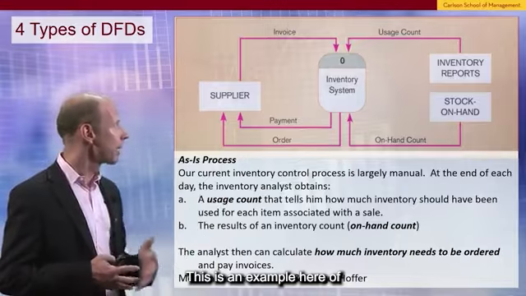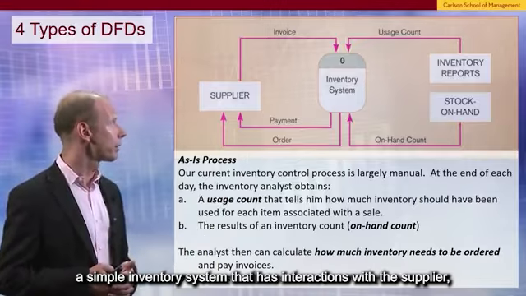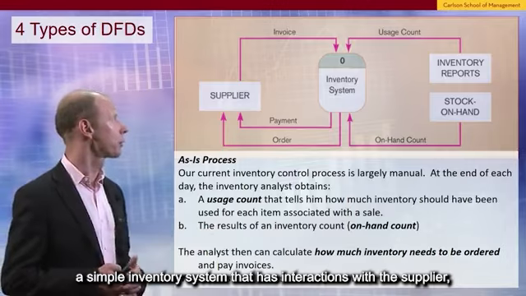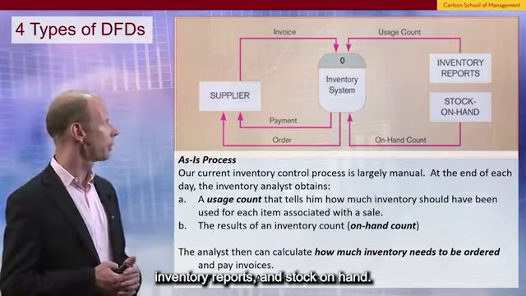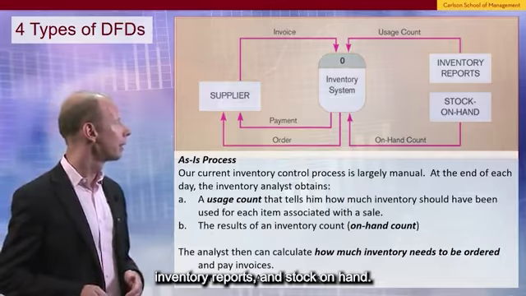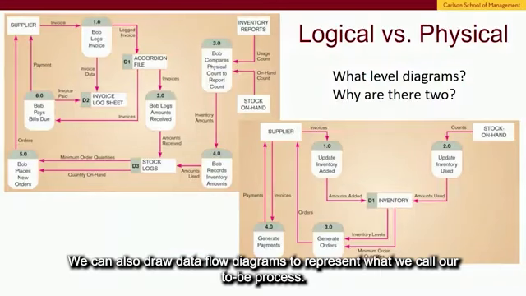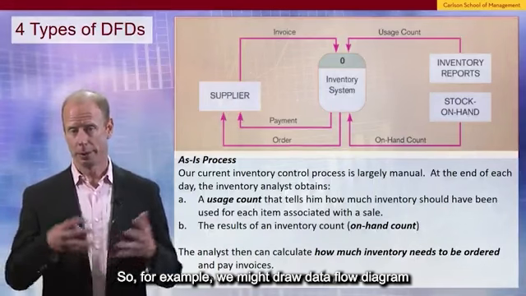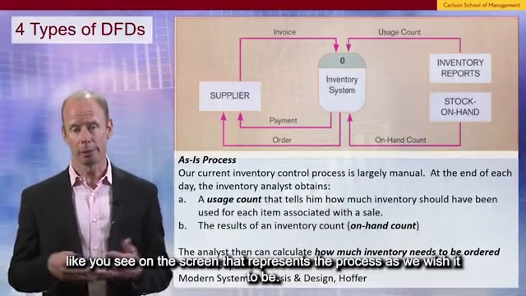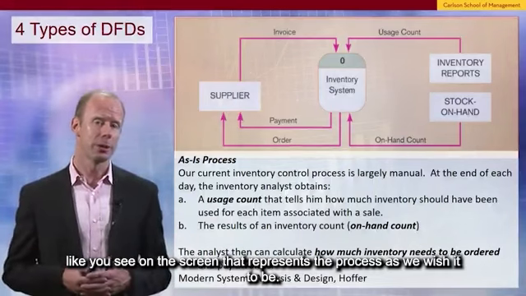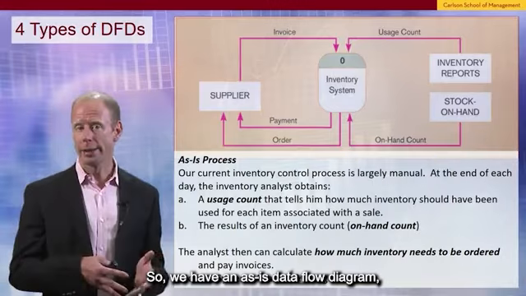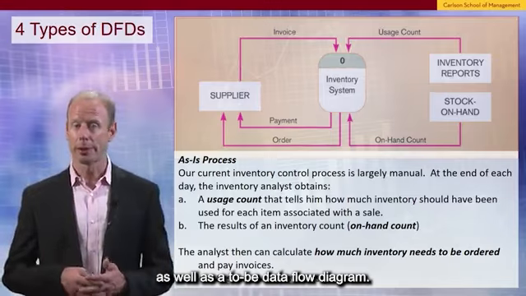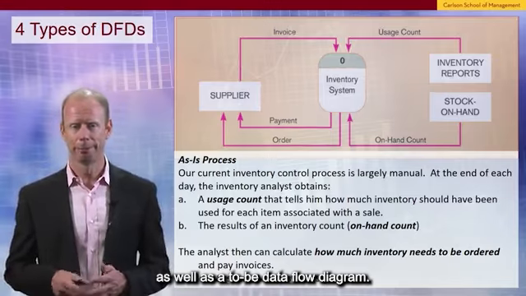This is an example here of a simple inventory system that has interactions with the supplier, inventory reports, and stock on hand. We can also draw data flow diagrams to represent what we call our to-be process. So, for example, we might draw the data flow diagram like you see on the screen that represents the process as we wish it to be. So we have an as-is data flow diagram as well as a to-be data flow diagram.